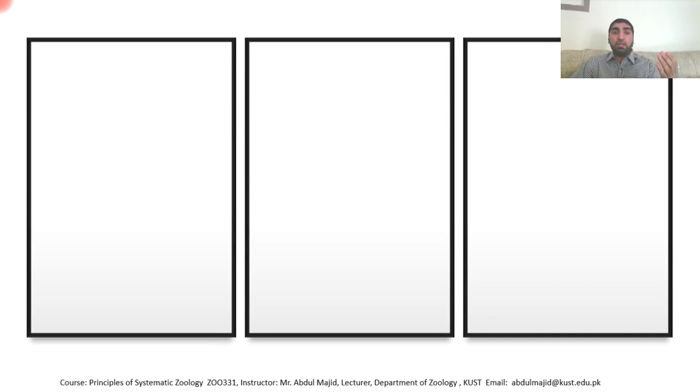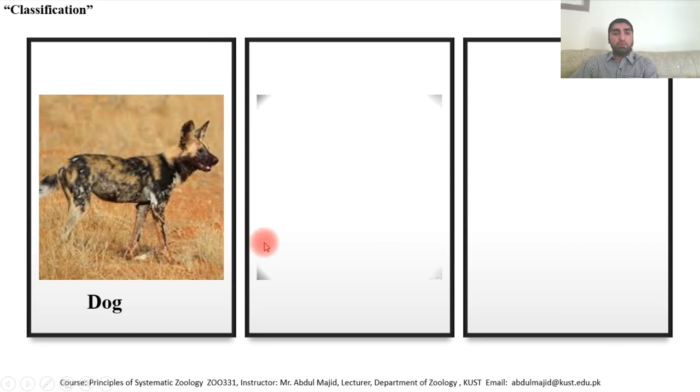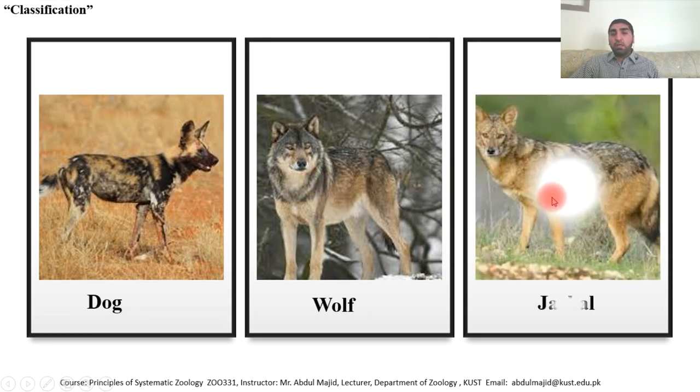Now let's take a real example from real life. For example, we have this dog. It's a wild dog, not a domestic dog. You can place a domestic dog here, but this is a wild dog. And this is the wolf, and this is the jackal. So now look at them. They are very different from each other. This is dog. This is wolf. This is jackal.